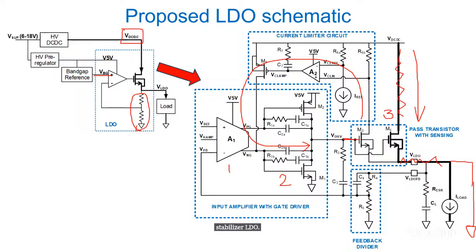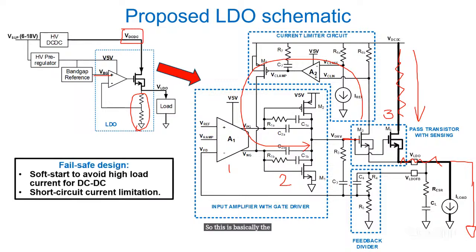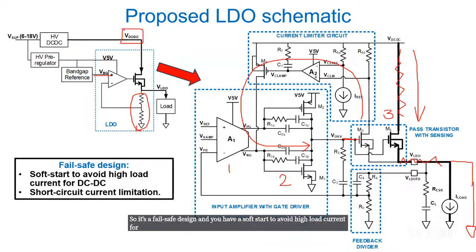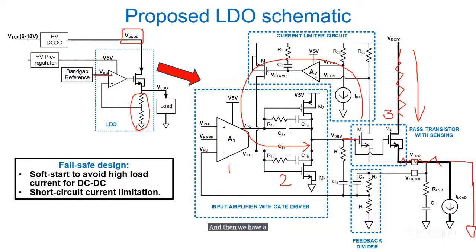So this is basically the architecture that we've used. It's a fail-safe design, and we have a soft start to avoid high load current for the DC-DC. And then we have a short circuit current limitation. All these design mechanisms need to be built into the design so that you are robust in the application.